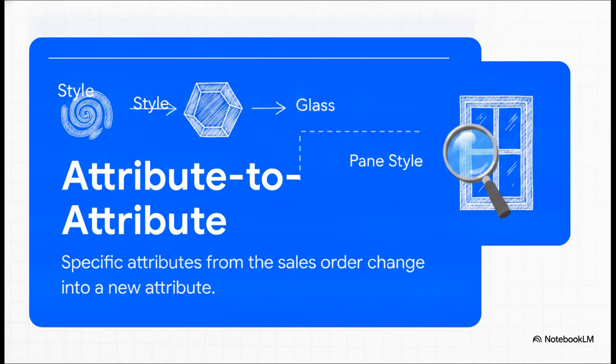Then we've got attribute to attribute transformation. This one lets you map separate and sometimes frankly messy raw data points from the sales channel into a single consolidated attribute that your fulfillment team actually uses. If the sales channel sends over separate attributes for style and glass, this rule seamlessly merges them into one highly useful pane style attribute on the transformed order.